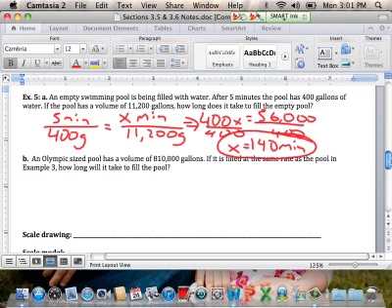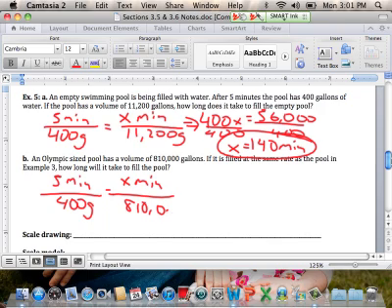An Olympic-sized pool has a volume of 810,000 gallons. If it is filled at the same rate, how long will it take to fill the pool? So same thing on this side. It takes 5 minutes to fill 400 gallons. So the question is, how long will it take to fill? Now we're talking 810,000. That's a lot of water. Okay. So when I do this, I cross multiply. 400x equals, now I've got to do 810,000 times 5, which is 4,050,000.